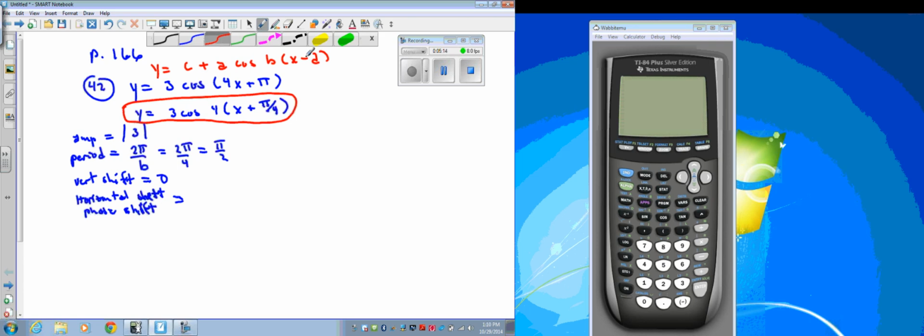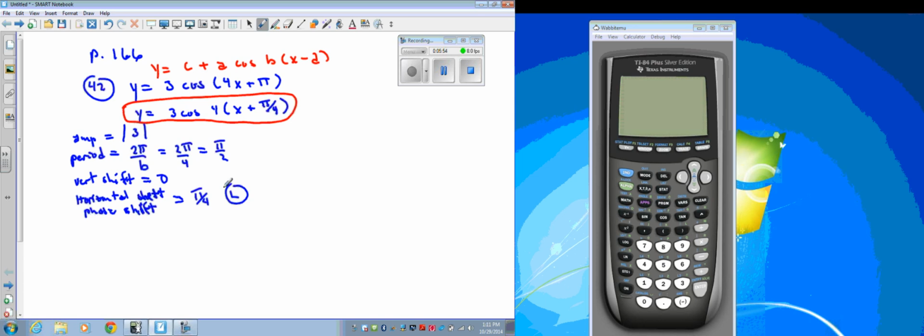Now, notice it's a minus d, so in order to be a minus d, this has to be a minus pi over 4, right? So d has got to be a minus pi over 4, which means it's shifting it to the left. Whenever you see this as a plus, it shifts it left. Whenever that's a minus, it shifts it right. However you want to look at it. So pi over 4 left. Now let's see.